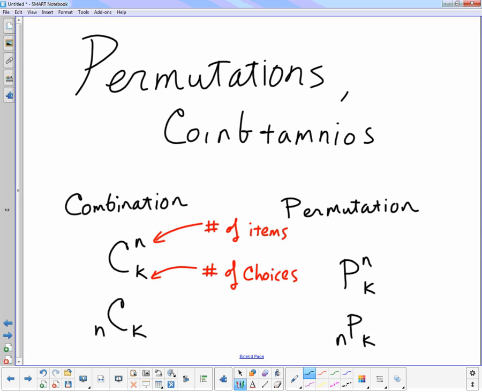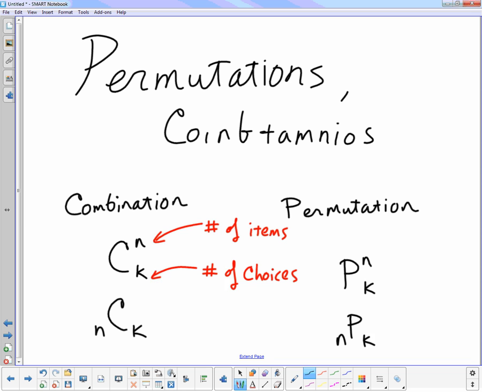Now, which one is bigger, combination or permutation? No, not of N or K, but if I say I have 5 items and I can choose 3, is the number of combinations going to be bigger or smaller than the number of permutations? It's not about repetition.